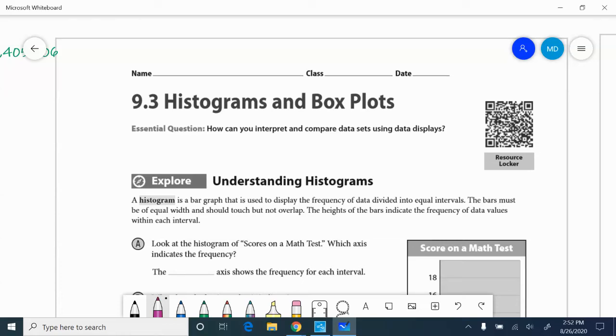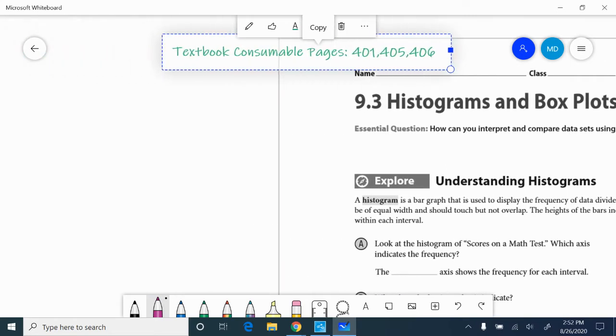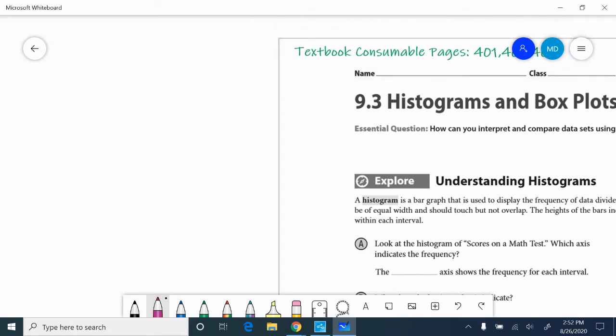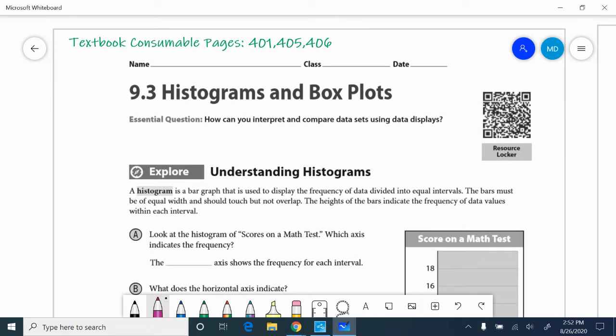Okay, so today's lesson 9.3, histograms and box plots. Essential question: how can you interpret and compare data sets using data displays? The pages that I'm going to cover today are out of your consumable, pages 401, 405, and 406. We are currently on page 401.